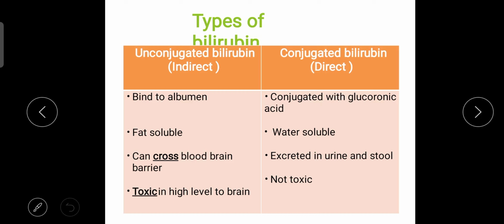The next one is types of bilirubin. There are two types. One is unconjugated bilirubin, one is conjugated bilirubin. The first one is unconjugated bilirubin, which is also called indirect bilirubin. It binds to albumin. It is fat soluble. It can cross the blood-brain barrier, and it is toxic. Conjugated bilirubin is direct bilirubin, which is conjugated with glucuronic acid. It is water soluble. It is excreted in urine and stools, and it is non-toxic. So there are two types of bilirubin, one conjugated, one unconjugated.